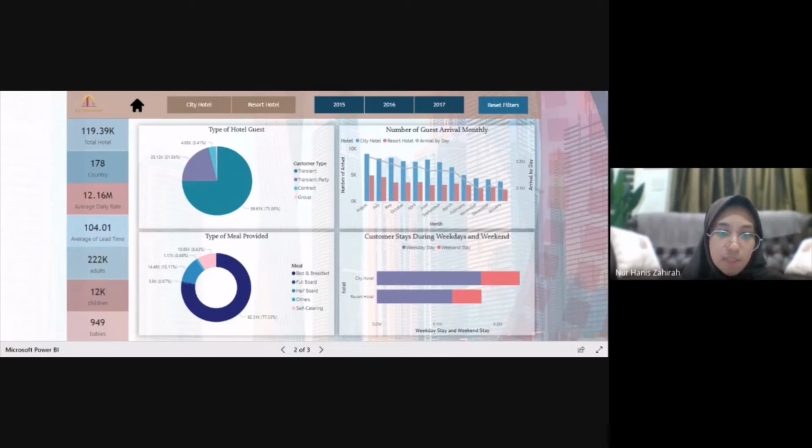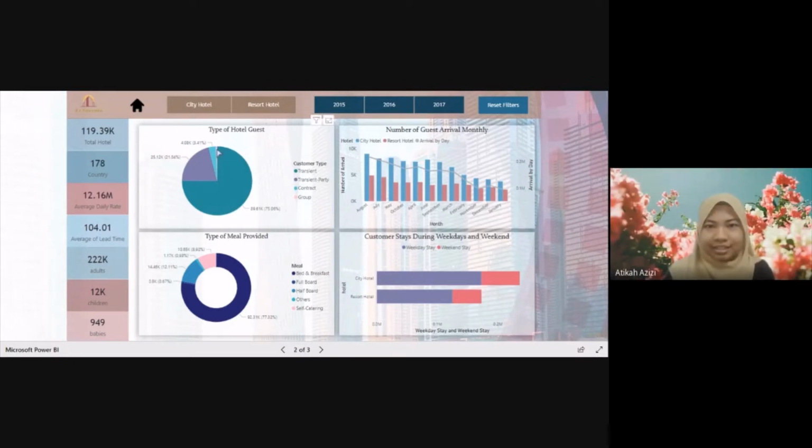contract hotel guests, which carry a percentage of 3.41%, which also translates to 4.08k. And lastly is the group type of hotel guest with the smallest percentage of the whole, which is 0.48%, with only 577 guests. It can be concluded that most guests from both hotels are transient guests. Now I will pass to the next person to present further on the visualization.